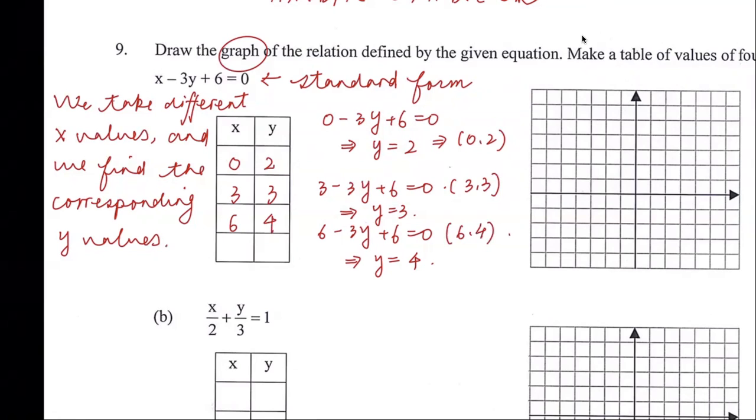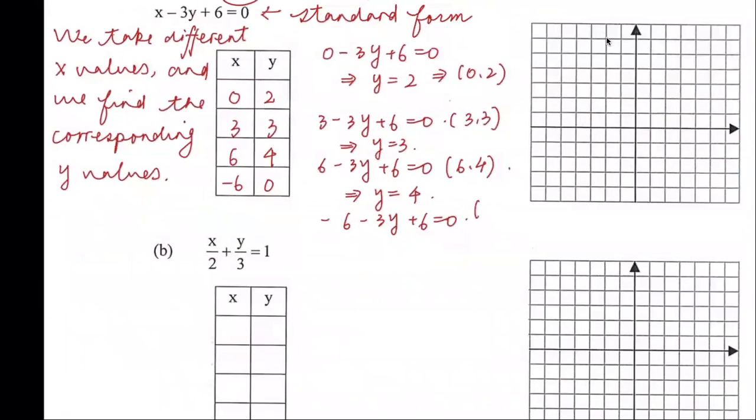Okay, let's try a negative number. For example, if x is equal to minus 6, then the equation becomes minus 6 minus 3y plus 6 is equal to 0. And if we solve this equation, we'll see that y is equal to 0. So minus 6, 0 is on the straight line.